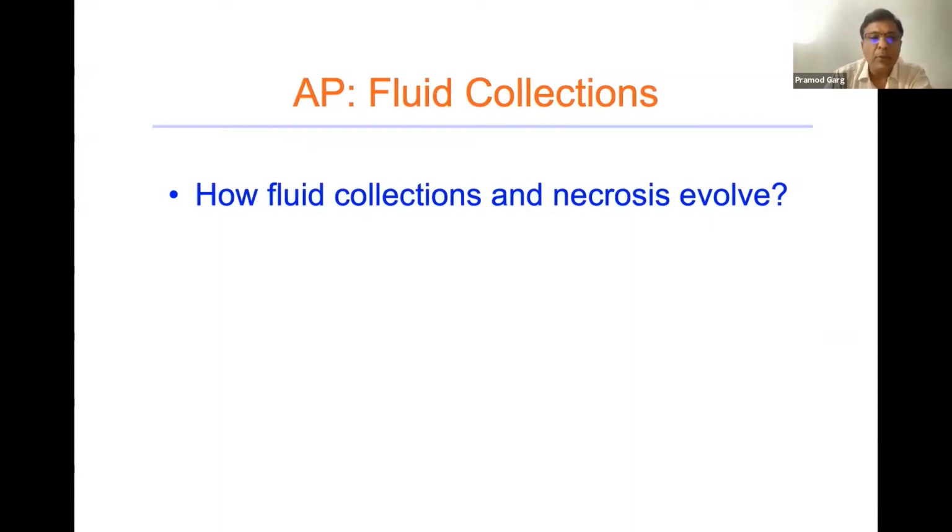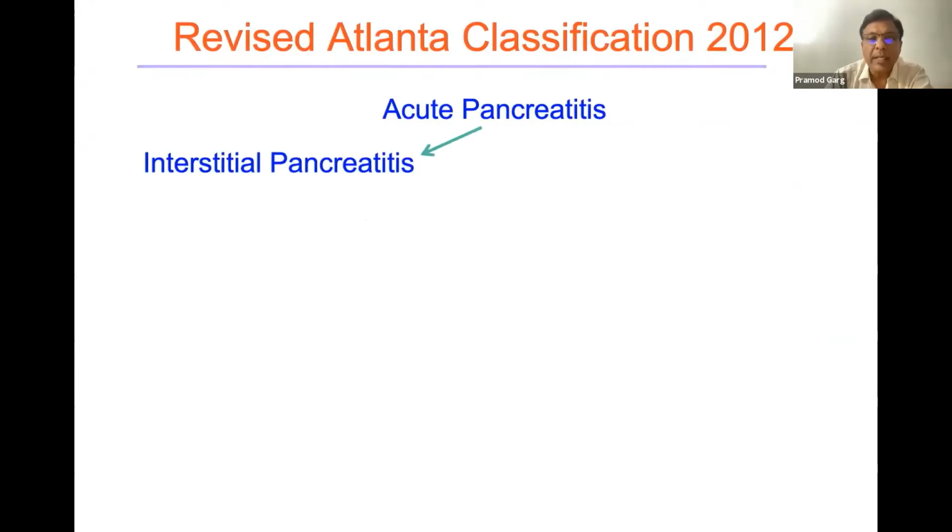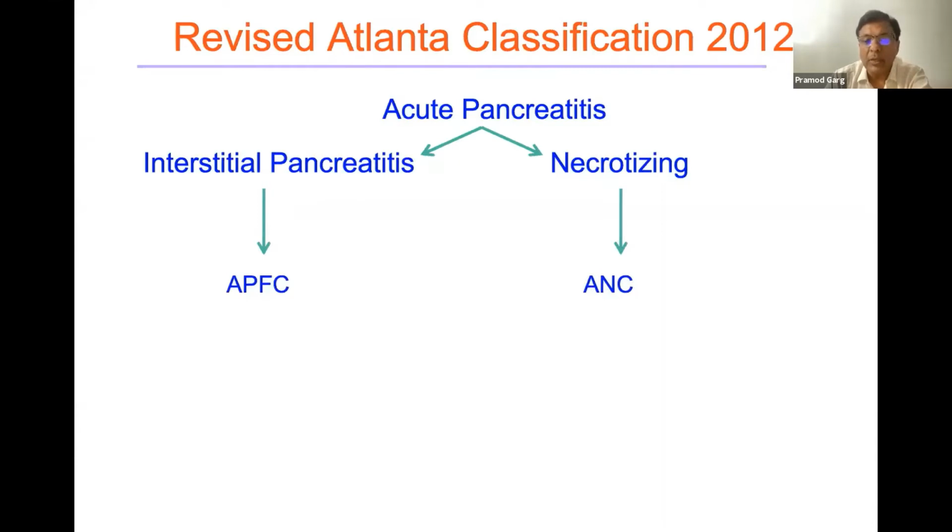Now, quickly for the postgraduates, how do fluid collections and necrosis evolve? This is the revised Atlanta classification. We all know that, but it is good to revise it again. Interstitial pancreatitis usually results in acute peripancreatic fluid collections, and in necrotizing pancreatitis, you have acute necrotic collections. Most acute pancreatic fluid collections resolve without any necrosis.